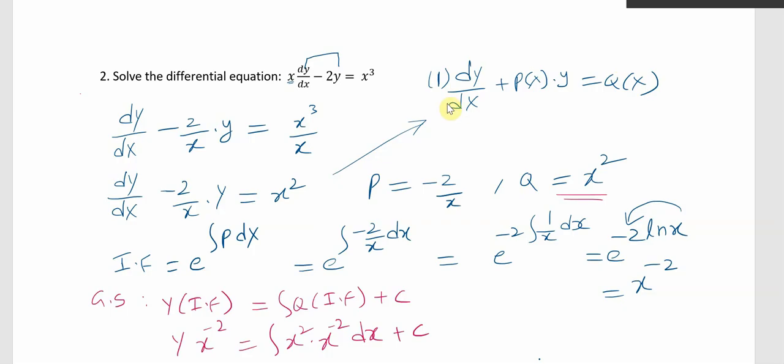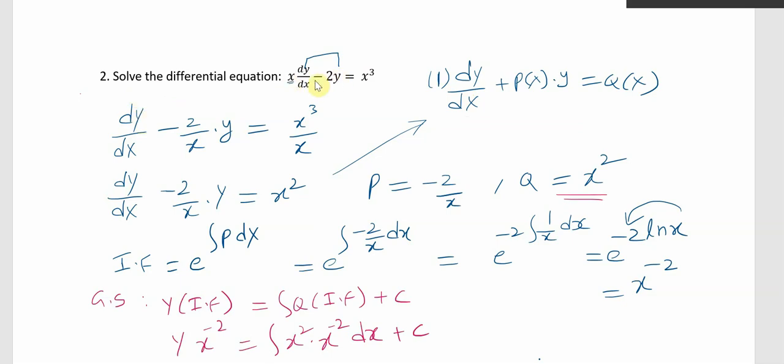So this is the second question. Solve the differential equation dy/dx minus 2y equals x power 3. Find the general solution; solve means the same as in the previous question.